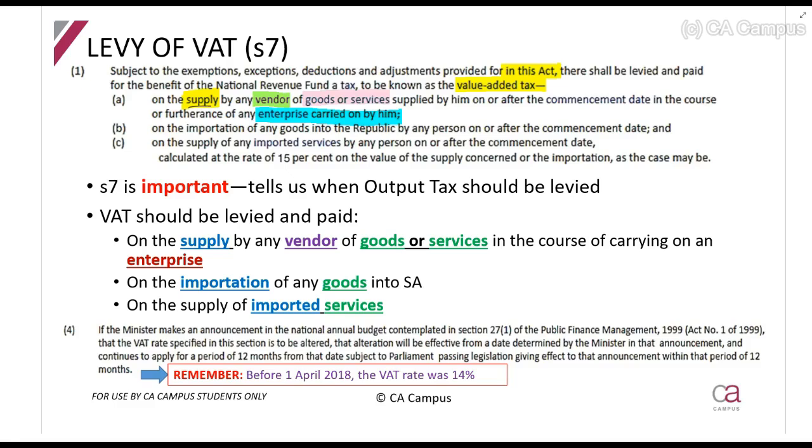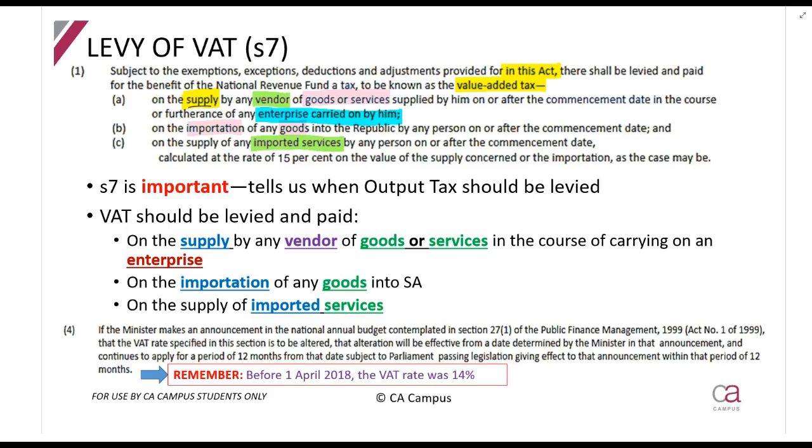I just want to quickly talk about B and C. B says you must raise output tax if you import goods, or C, if there's imported services. If you import goods or import services, there will also be output tax. For now, I don't want you to look at B and C. We're going to study and consider that completely separately.